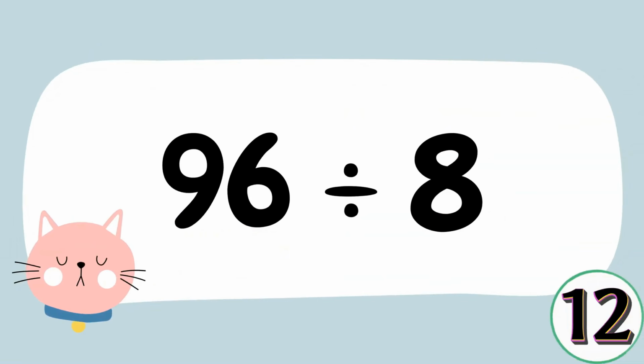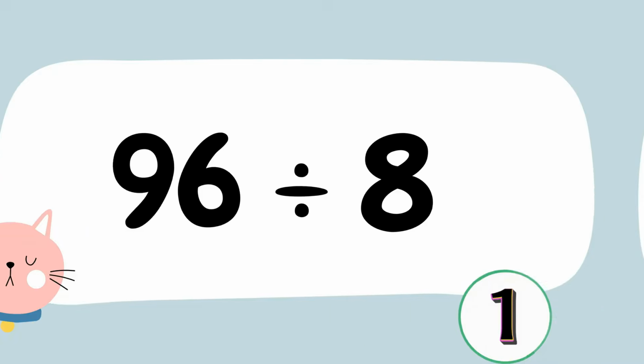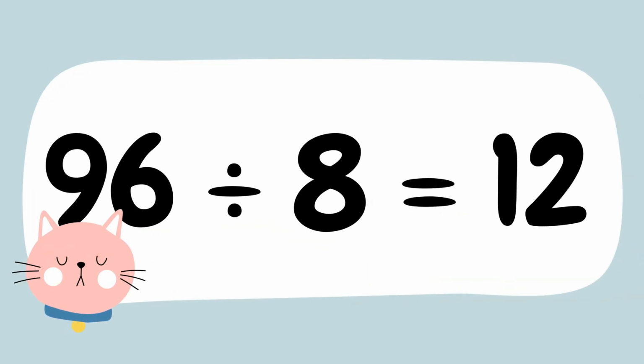What is 96 divided by 8? 96 divided by 8 is 12.